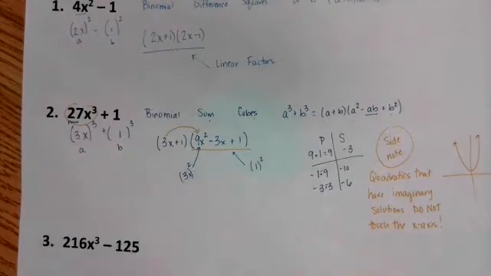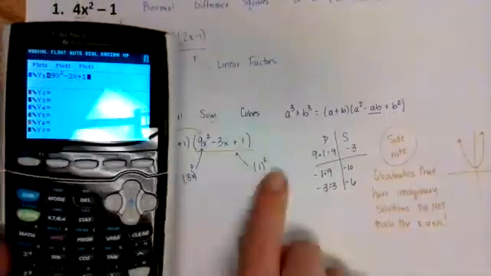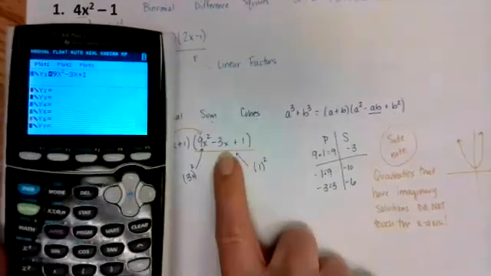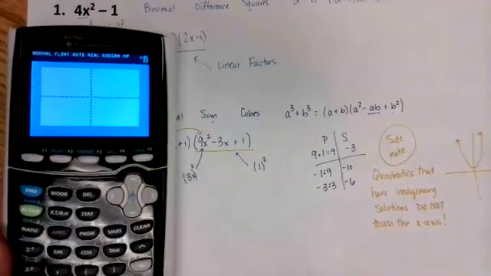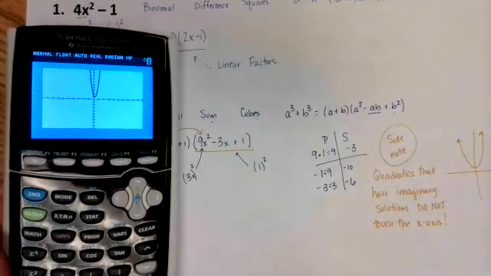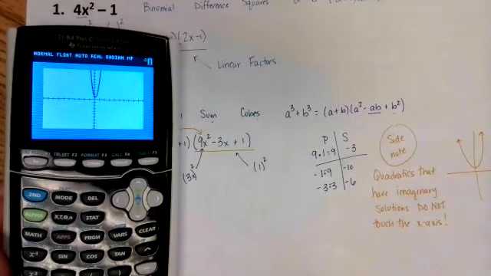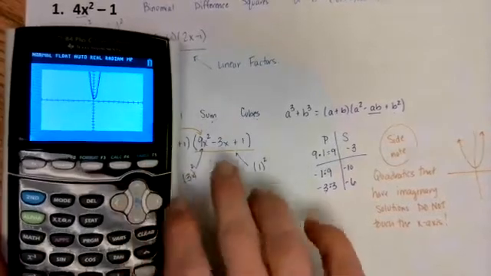If I graph this on my handy dandy graphing calculator, I will see that it does not touch the x-axis. So here is my quadratic here, 9x squared minus 3x plus 1. If I hit graph, I will see when it gets there. There we go. It does not touch the x-axis. So imaginary solutions.